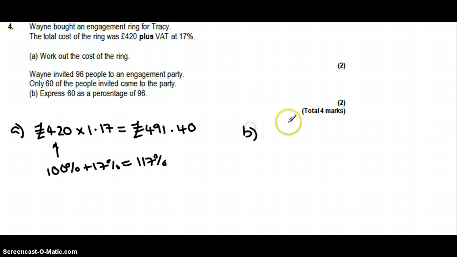Again, if we look at it from the point of view of a calculator paper, 60 out of 96, so just do a divide, and then that will give us a decimal equivalent of the percentage, and we can just times it by 100. So if we do 60 divided by 96 gives us 0.625, and times that by 100, and we end up with our 62.5%.